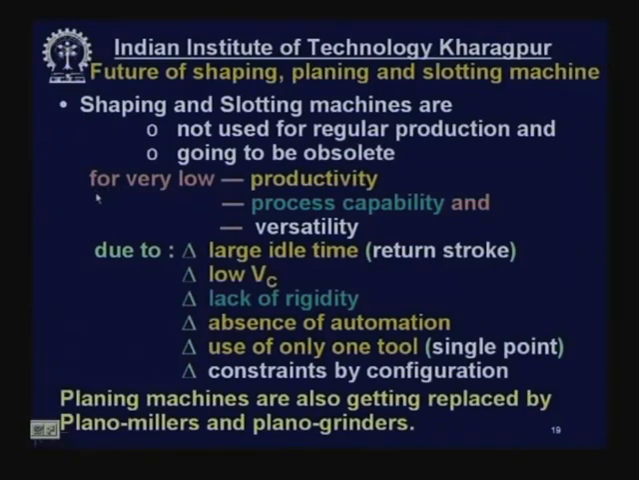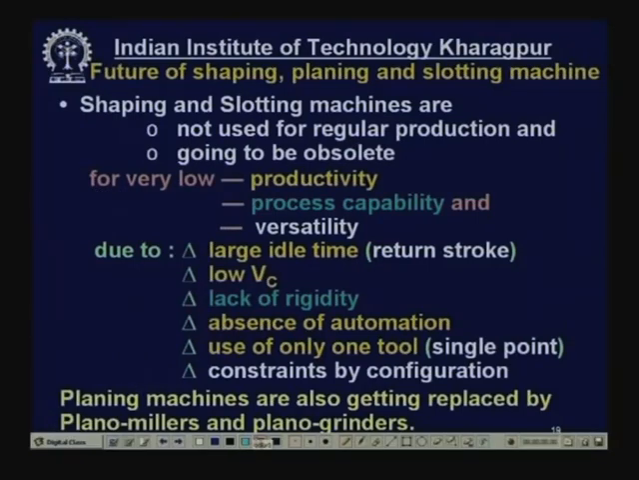Why? Because productivity is very low, process capability and accuracy are also very low, and versatility, the range of activity, is also very limited. But why are they so? Why is the productivity low? Due to large idle time, as the return stroke is idle.